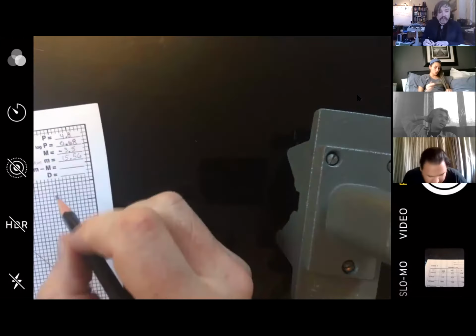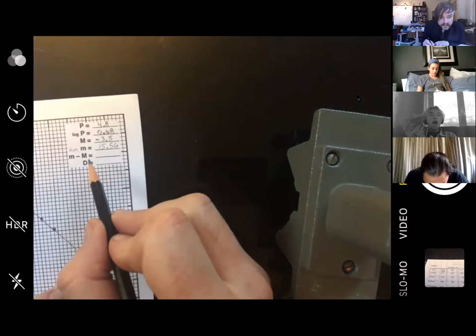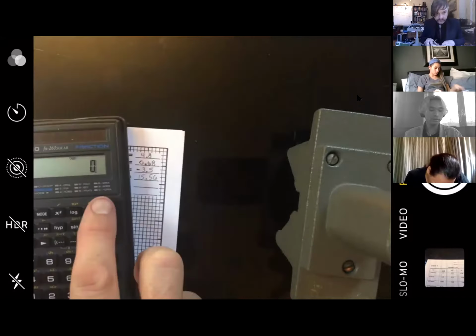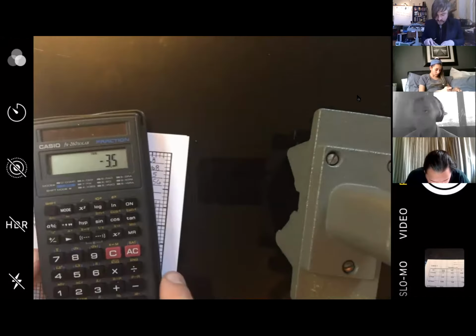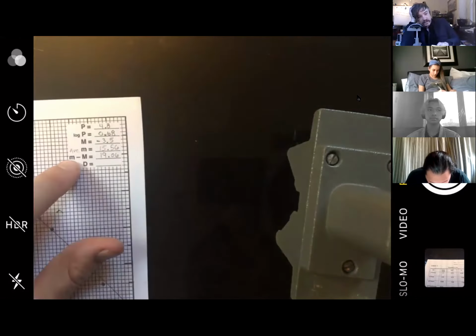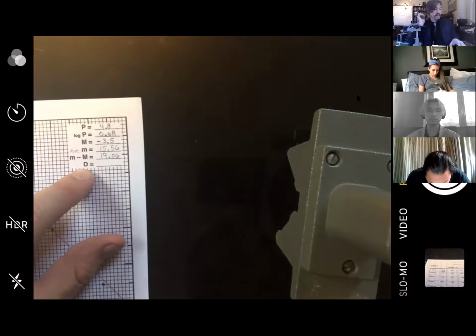Okay, now we have to get something called the distance modulus, the apparent magnitude minus the absolute magnitude, taking careful account of our negatives. 15.56 minus negative 3.5. You've got to do the negative afterwards for this to work. 19.06. And as you learned in your last lab or two labs ago, we can convert a distance modulus into a distance. Let's go ahead and do that.